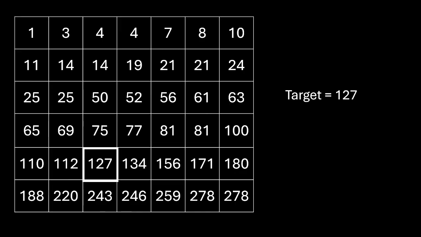So here we reach 127. So the problem with this solution is the worst case time complexity is m into n, which we don't want. We want lesser than log of m into n, right? So let's see how we approach this problem.